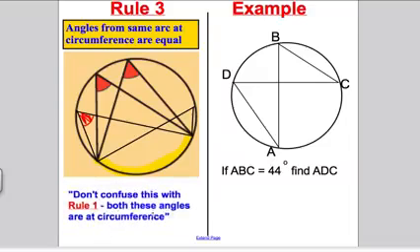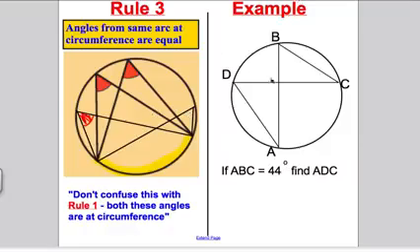Now don't confuse this with rule 1. All the angles that I'm talking about here are at the circumference. Okay? In rule 1, we said angle at centre, double angle at edge. Here, angles at the edge are all the same, as long as they're from the same arc.